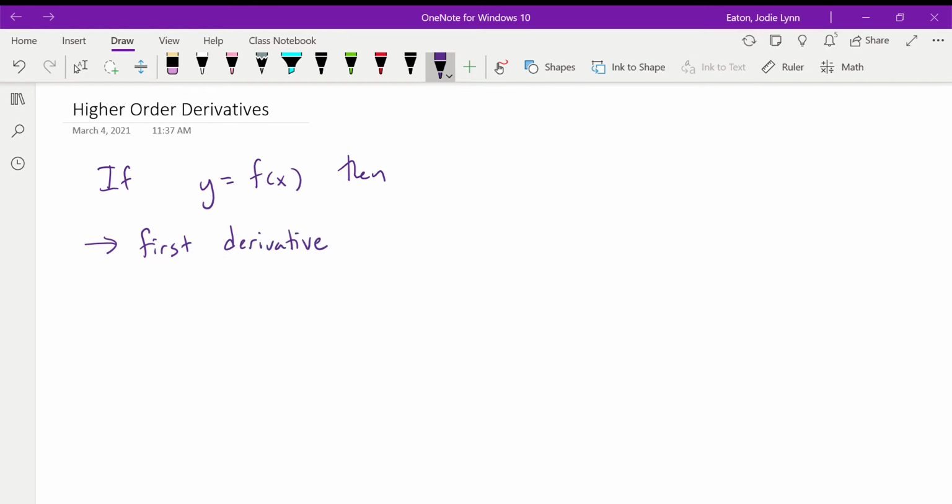And this has a specific geometric interpretation, which is that for the graph of the function y equals f of x, the first derivative at the point x will give you the slope of the line tangent to the graph of y equals f of x at x. So the first derivative, we can call it y prime, df dx, dy dx, d f of x, or f prime of x.